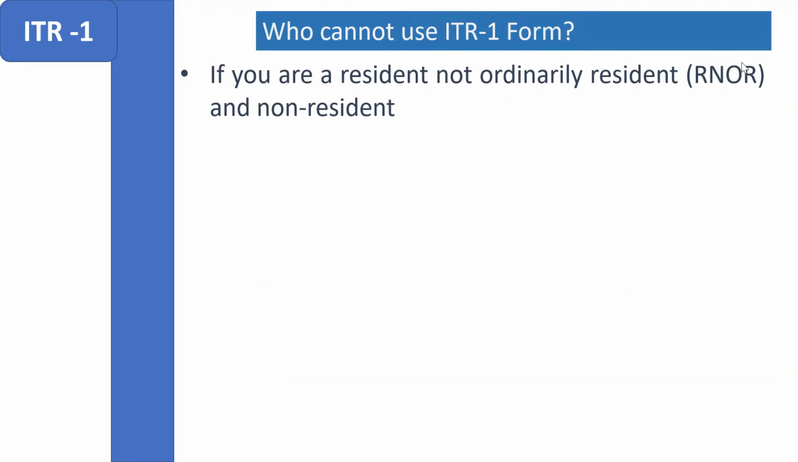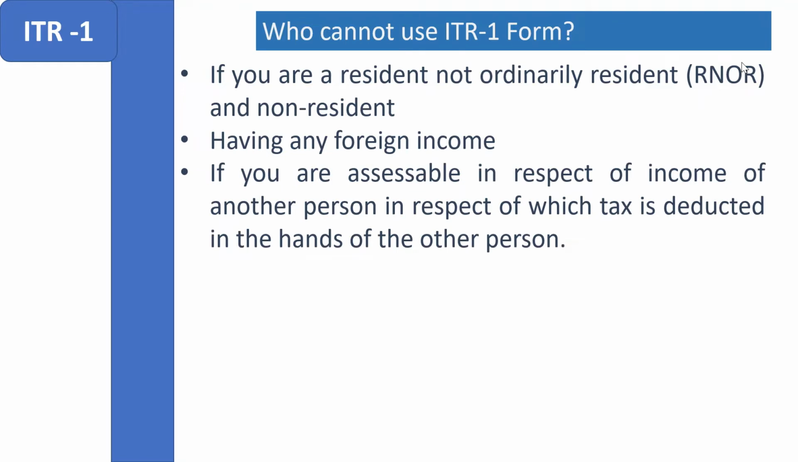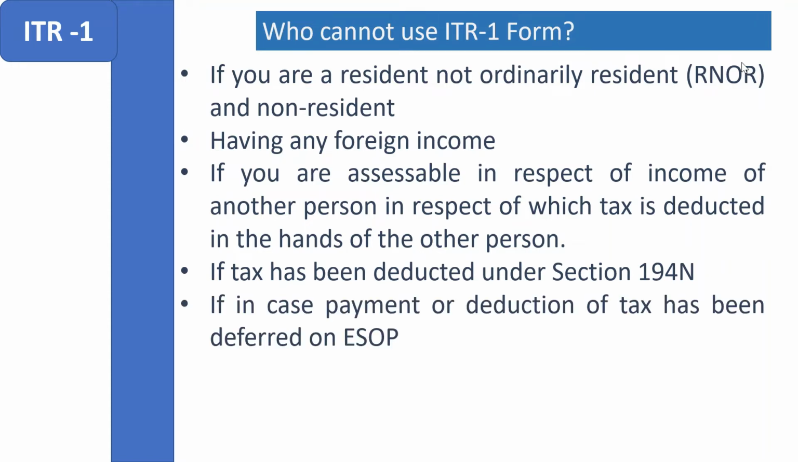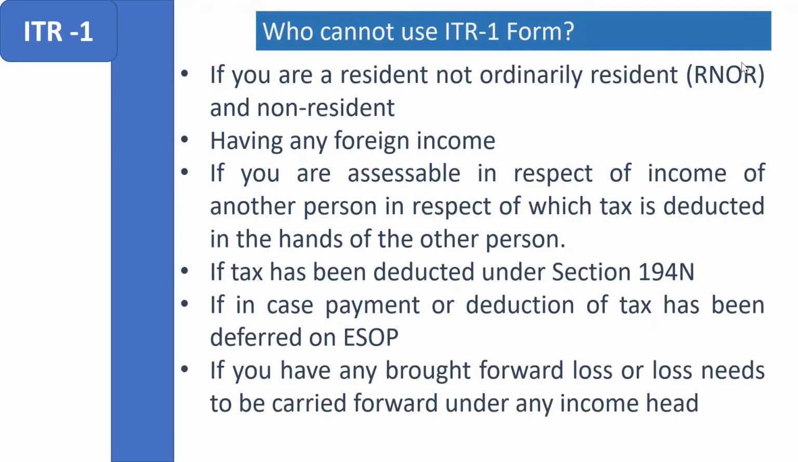If you are a resident but not ordinarily resident, RNOR, or a non-resident, having any foreign income, if you are assessable in respect of income of another person, in respect of which tax is deducted in the hands of the other person, if tax has been deducted under section 194N, if payment or deduction of tax has been deferred on ESOP, if you have any brought forward loss or loss needs to be carried forward under any income head.